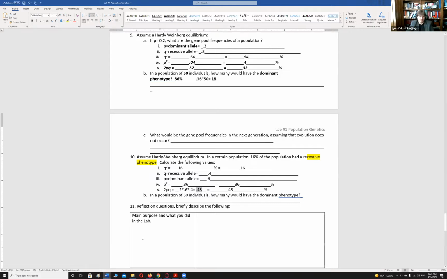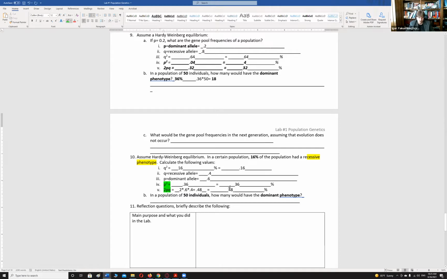Now we're running into exactly the same problem of 50 individuals. See, 50 individuals, and we're looking at the dominant phenotype. Excellent. Which percentages will contribute to the dominant phenotype? Is p squared contributing to the dominant phenotype? Yes. Let me highlight it differently. So that's our dominant. 2pq, our heterozygous, because it has a p, is also contributing to the dominant phenotype.